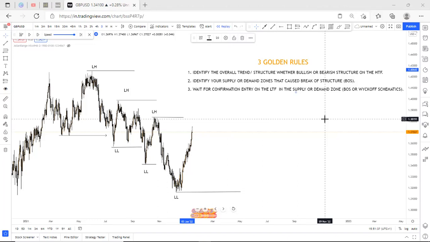In today's video, I'll be talking about the 3 golden rules you need while using the smart money concept to trade in the foreign exchange market. Okay, what are these 3 golden rules?